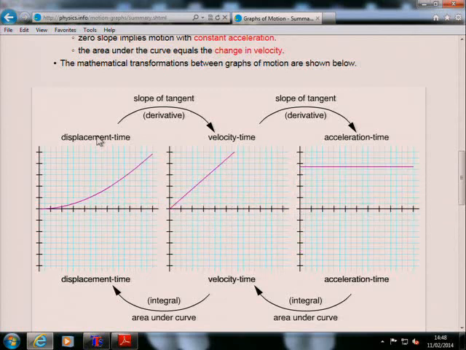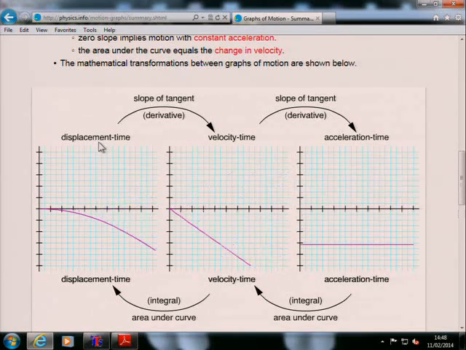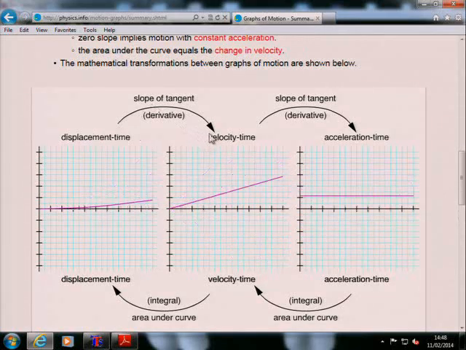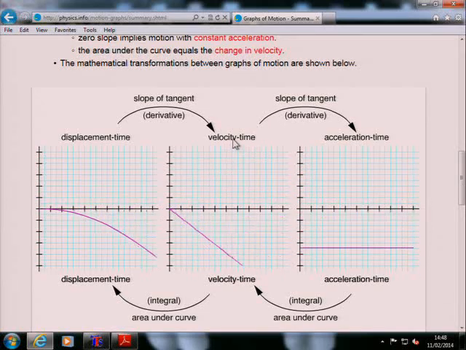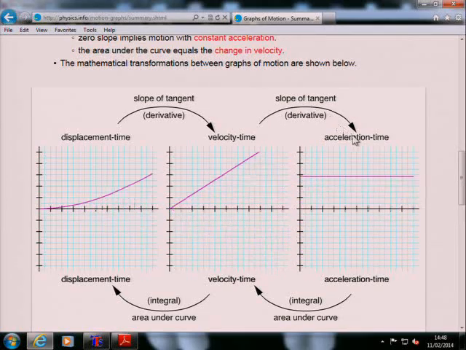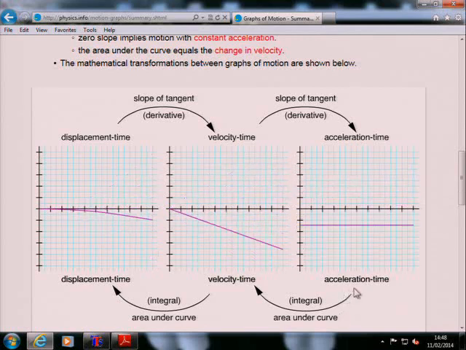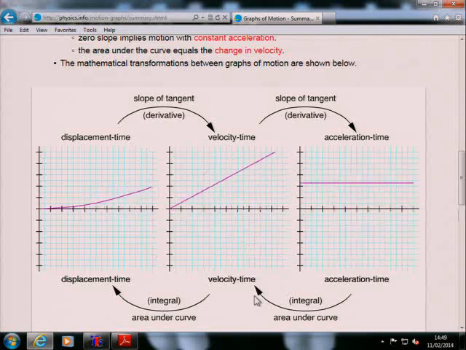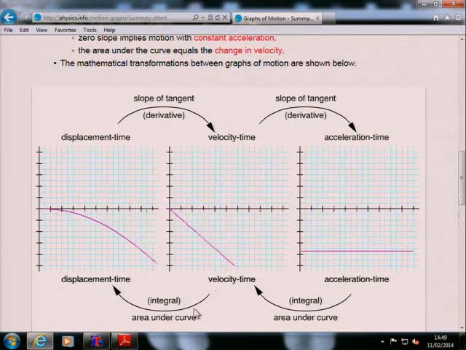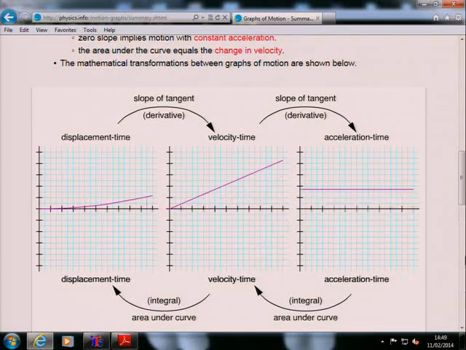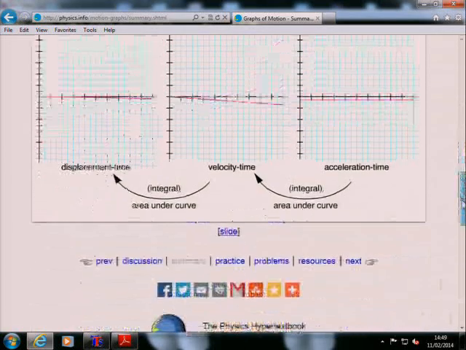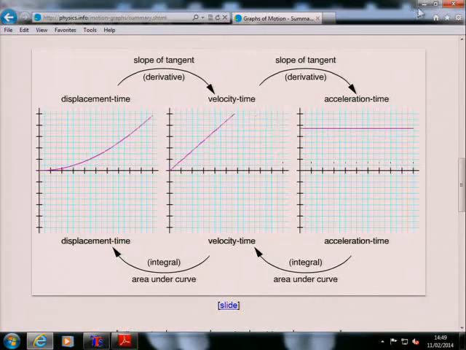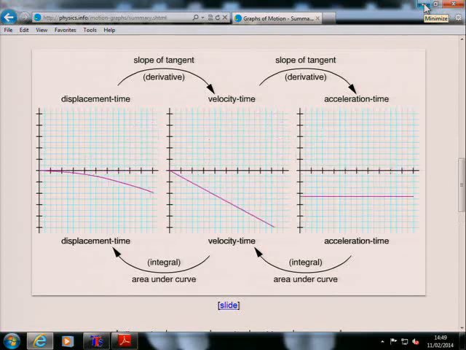Here you can see, once again, the gradient or the slope of a displacement time graph gives you velocity, and the gradient or the slope of a velocity time graph gives you acceleration. Then the area under an acceleration time graph gives you velocity, and the area under a velocity time graph gives you displacement. I hope that that makes some sense. I like this little presentation. Right, now let's get down to some work.